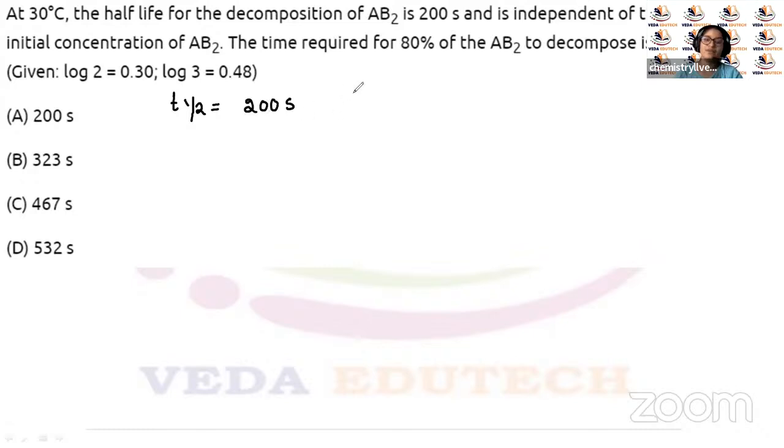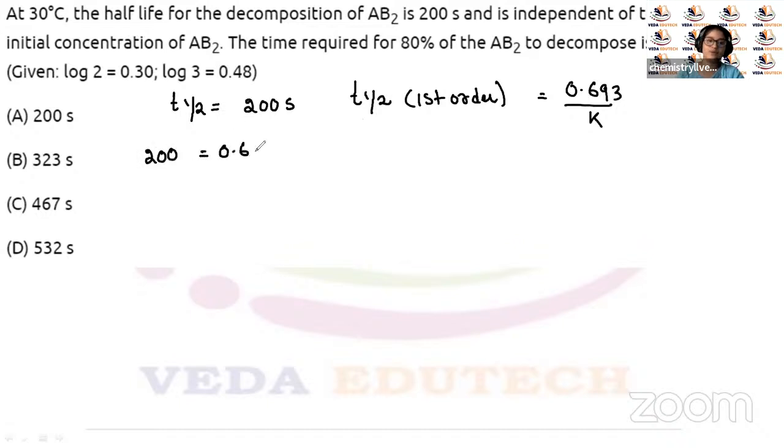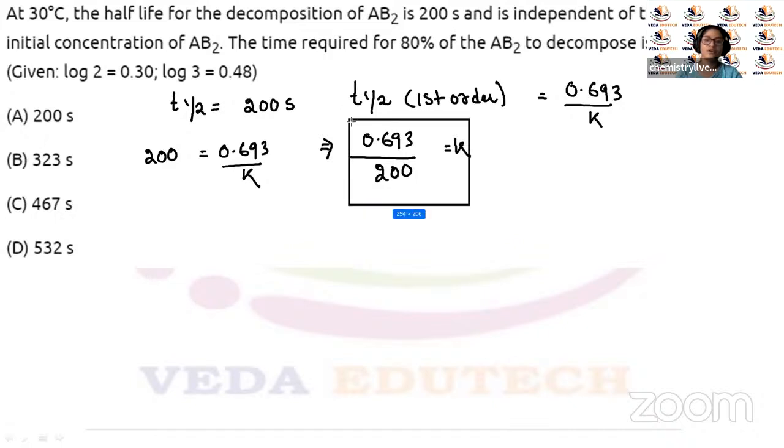Yes, and we know that T half for a first order reaction is 0.693 by K. So T half is 200. 200 is equal to 0.693 by K. So from here, can I say that 0.693 by 200 is equal to K. So this is one thing that we can conclude from here. You're not going to solve it, just keep it as it is.